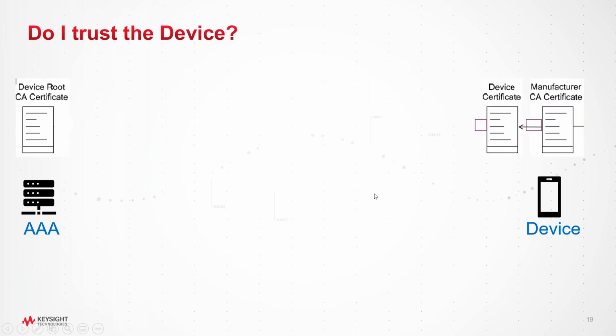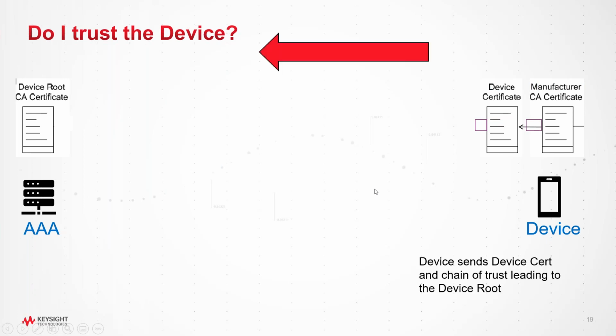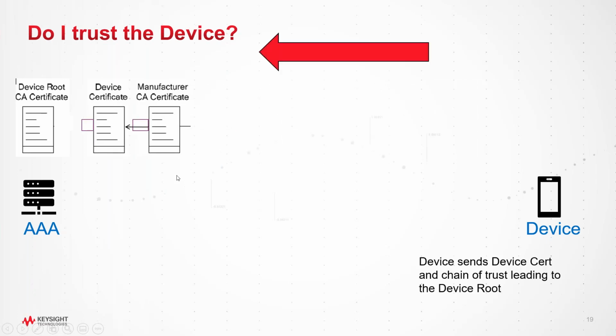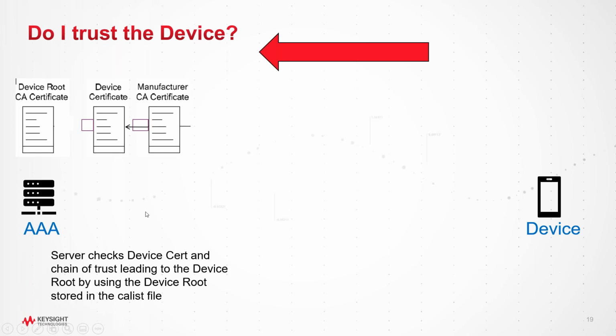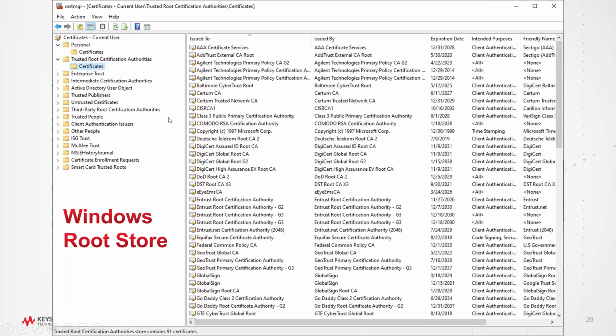We can do the same in the opposite direction. The device can send its device certificate and root CA to the server, and the server has ahead of time stored its root CA certificate on its server. So it knows that this device certificate was signed by a chain of trust leading to the device root CA. So these are two different mechanisms that work in both directions, and that's what is similarly used in the Windows example that we started with.